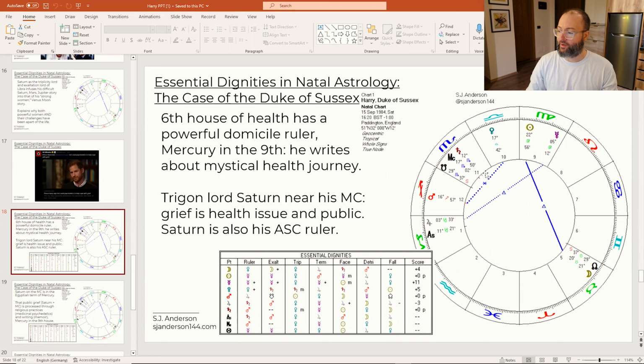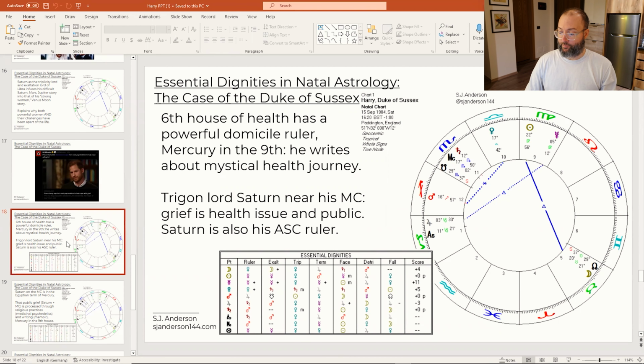The domicile lord, by the way, Mercury in the ninth, is also mysticism and religion. And that's, I think, why these psychedelics, these mystical tools that are maybe non-traditional, all come into the ninth house as well. So the trigon lord Saturn is near his midheaven. So it's not only that Saturn is the trigon lord, but it's on the midheaven, which means that he's making public disclosures about his grief and the health issue that his grieving process became for him. And so the nature of the health issue being grief-oriented, and the nature of it being so public, only comes in if we allow the trigon lord of the sixth house sign to be brought into the analysis. So there you go.